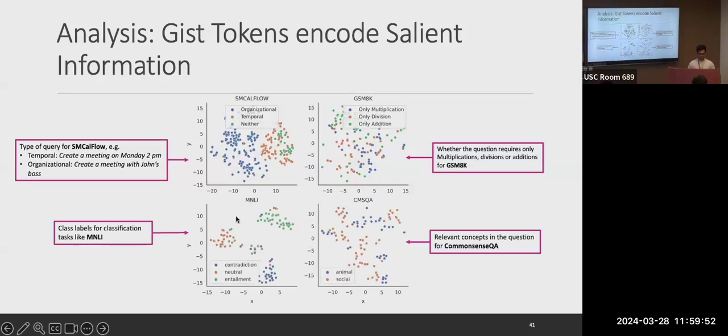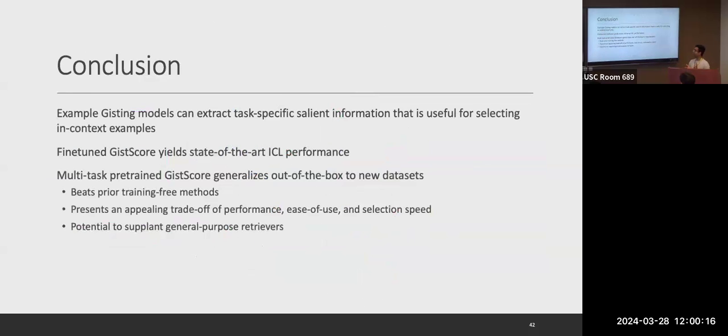And for other data sets, like MNLI, as expected, it's able to encode the class labels themselves, which in turn results in very high selection precision. For CMSQA, it's able to encode relevant concepts in the question, like whether it's relating to animals or some social things, and so on.